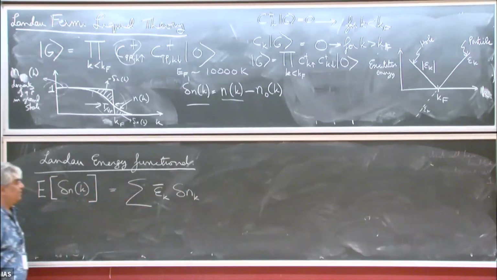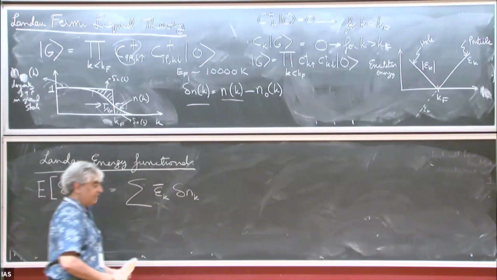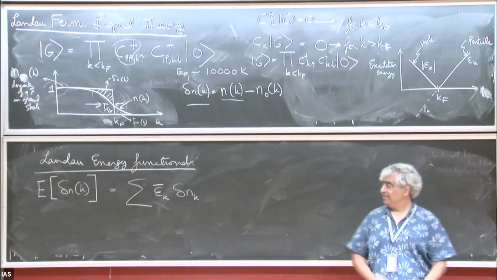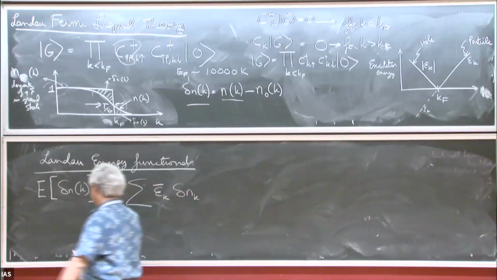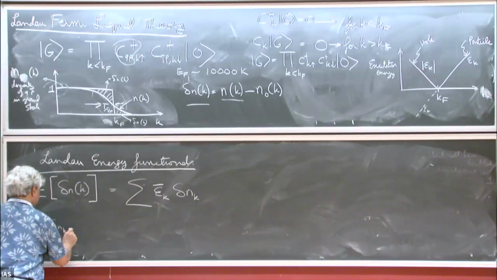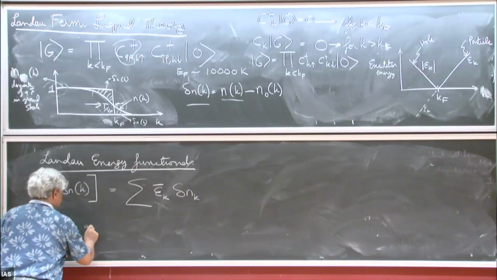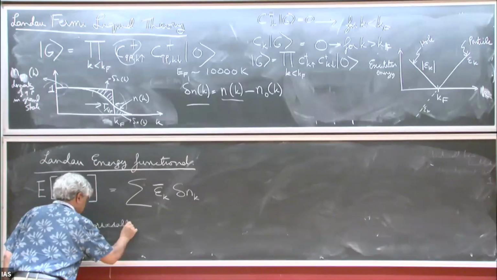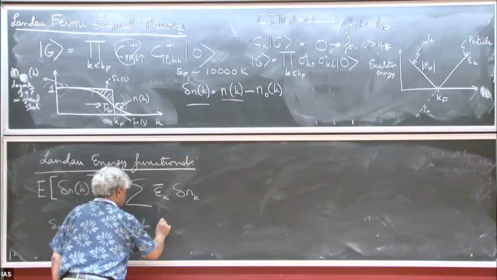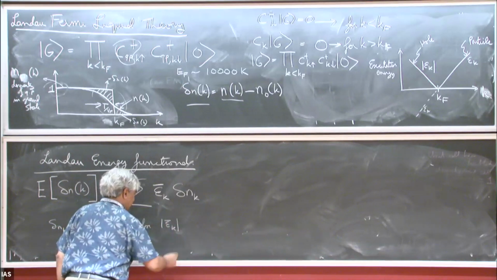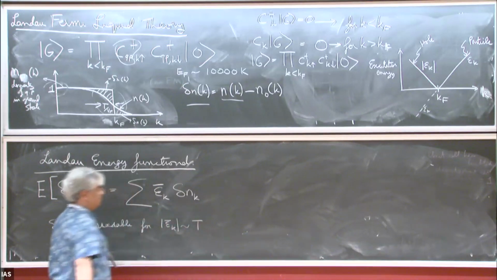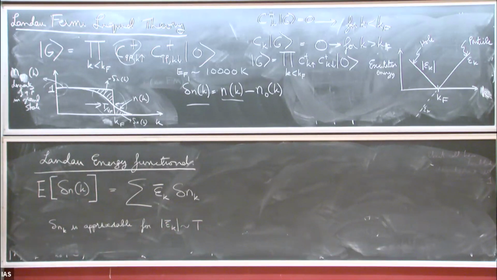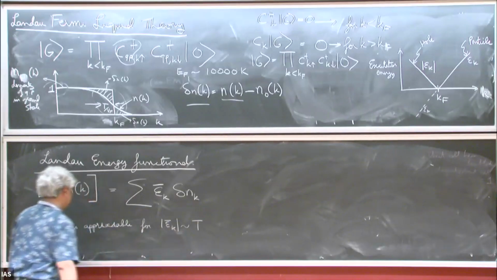Okay. And that is indeed the first term in the Landau energy function. But let's ask, how large is this term? Well, what we know is that delta n of k, if you're at, say, thermal equilibrium, is appreciable for the excitation energy E bar of k of order temperature. Because at temperature T, you're going to excite particles at energy of order temperature. And similarly, E bar of k is also of order temperature.